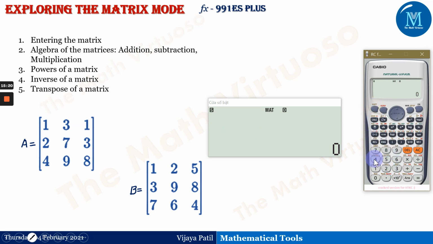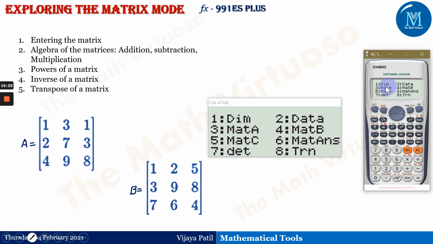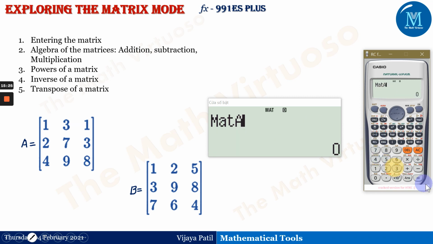Now shift 4, I wanted to see what is happening with this mat A. It's 3, equals. See, we have made these changes, minus 1 and minus 3. It has got updated. That means my earlier mat A is not present. Whatever mat A I had entered here has been rewritten as minus 1, minus 3. It has been replaced by the next data, whatever changes I have made in this matrix.